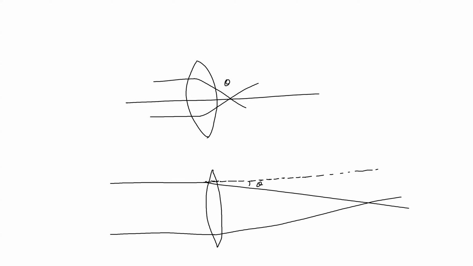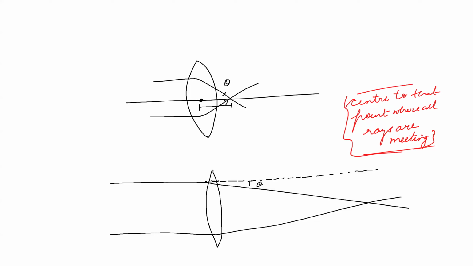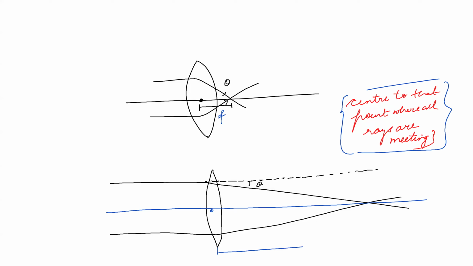Tell me, Aaron, where is the focal length more? What is focal length? From the center to that point where all the rays are meeting. So from center to that point where all rays are meeting, what does that mean? So from center to that point, this is my focal length. So from here to here, this is also my focal length.